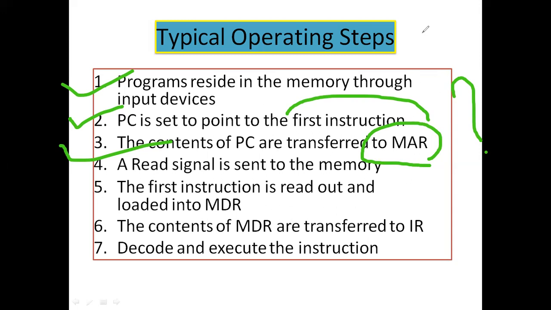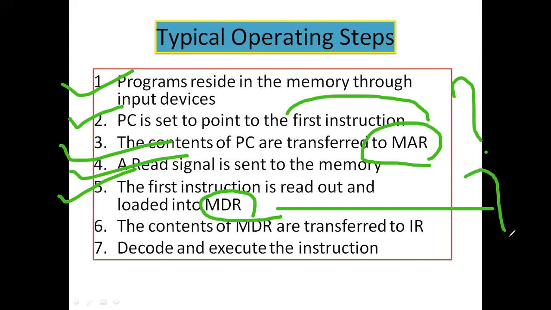So the contents of PC are transferred to MAR. Then a read signal is sent to the memory. The first instruction is read out and loaded into MDR. Now again, you tell me what is MDR? Memory data register. Very good. So that is the memory data register. The contents of MDR are transferred to IR. Same question, what is IR?